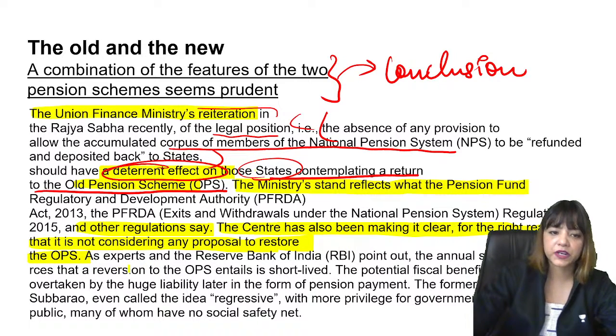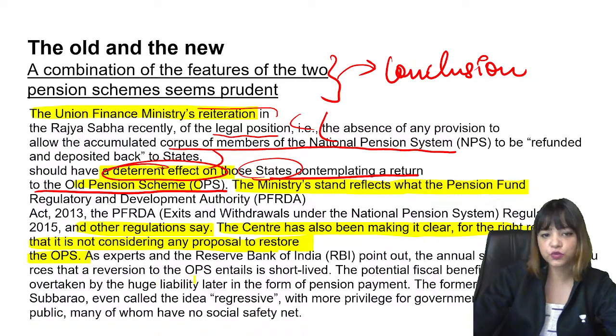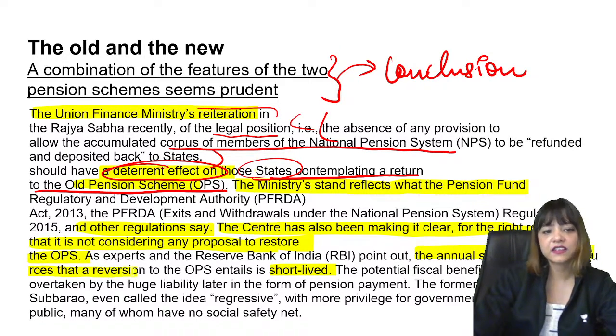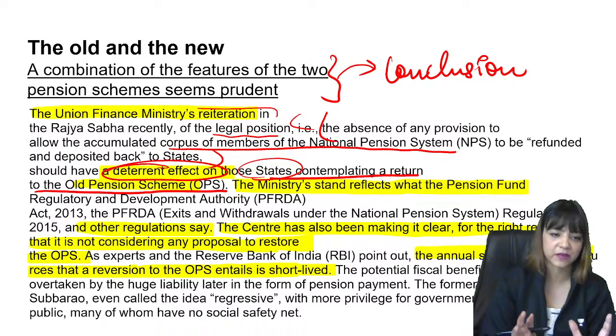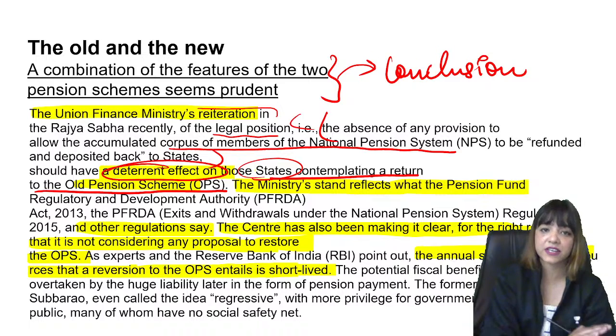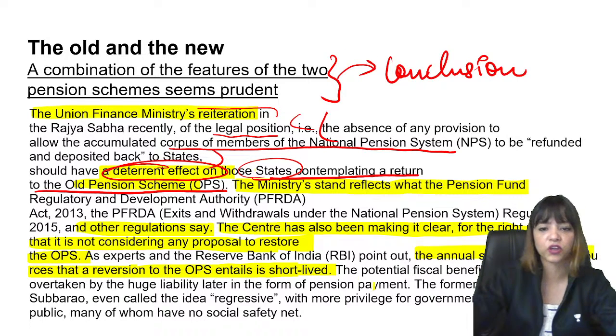ओके, and as experts and the Reserve Bank of India point out, the annual saving in fiscal resources that a reversion to the OPS entails is short-lived. अब जो experts और RBI क्या point out कर रहे हैं, ये लोग दोनों क्या point out कर रहे हैं कि the annual saving in the fiscal resources that a reversion to the OPS entails is short-lived. अगर फिजिकल रिसोर्सेज में जो एनुअल सेविंग है उसके बारे में देखा जाए, तो अगर हम वापस से OPS वाले स्कीम पे चले जाएंगे, अगर हम रिवर्स कर लेंगे अपना स्कीम टू द पुराना वाला स्कीम, तो ये जो प्रोसेस होगा ये बहुत ही शॉर्ट लिव्ड होगा, ठीक है, ये बहुत ही छोटे टाइम के लिए होगा.